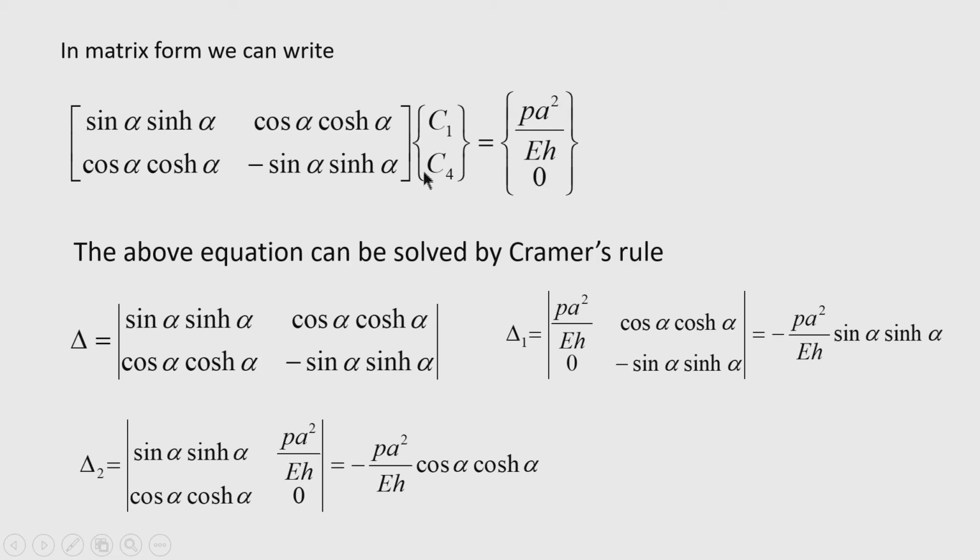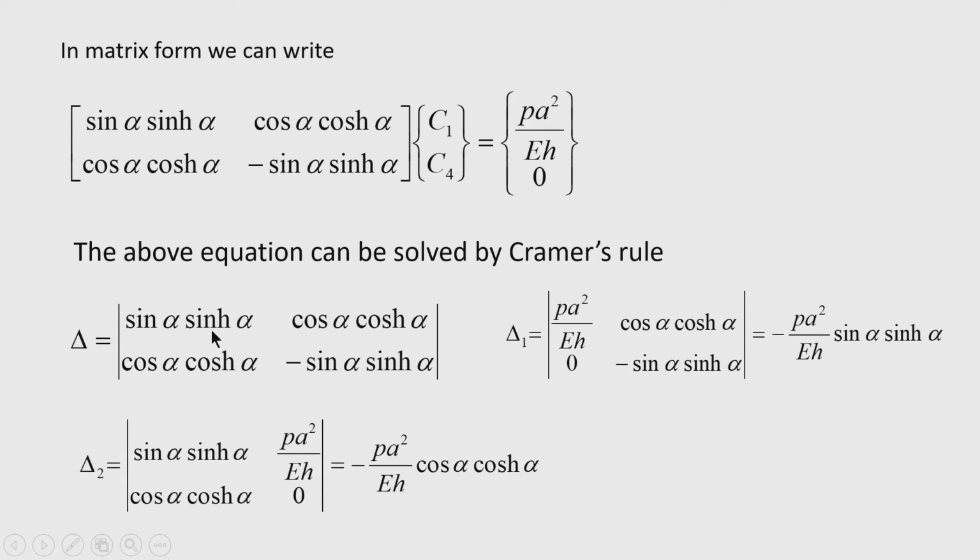Okay. C 1 and C 4 are the unknown constants of integration that have to be evaluated by solving this matrix equation. So, using Cramer's rule, we now define this parameter delta, that is the determinant formed using the coefficients of this matrix, which I call the coefficient matrix.